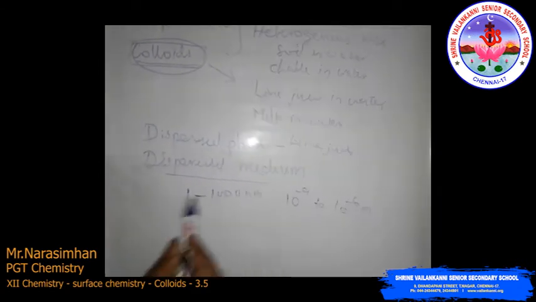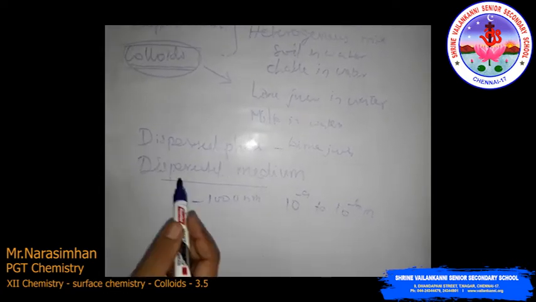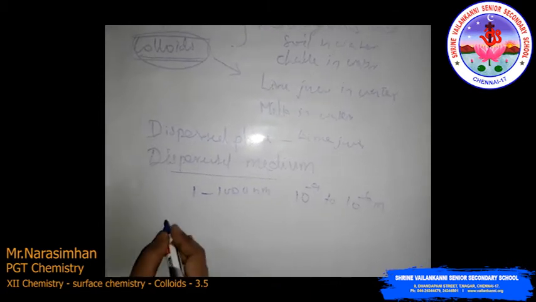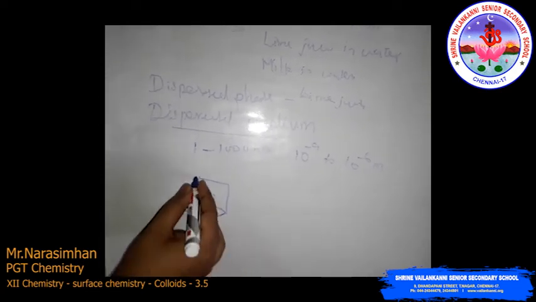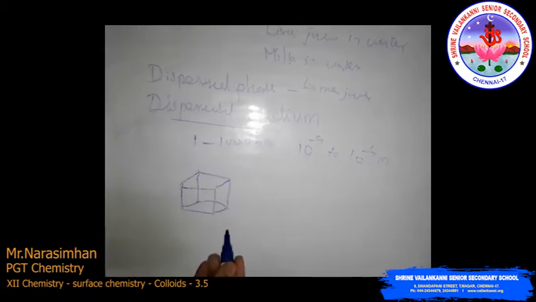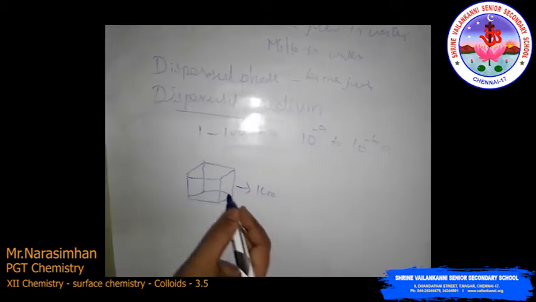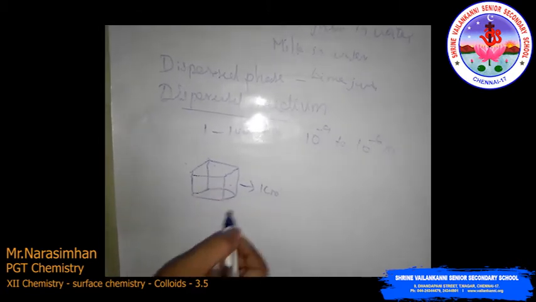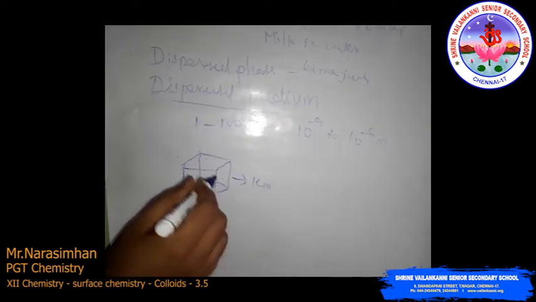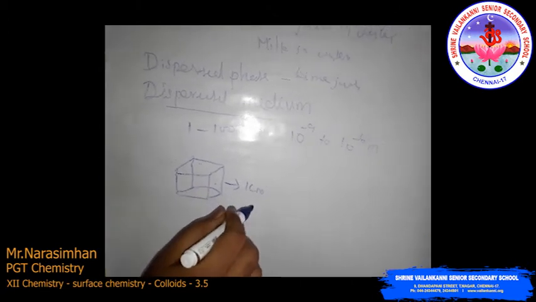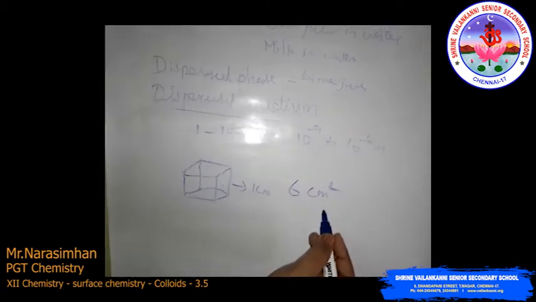Now, see, colloidal particles have enormous surface area per unit mass. Consider a cube. One cube with sides of 1 centimeter. Totally 6 faces are there, that is 6 surfaces, each side having 1 centimeter. So the total surface area is 6 centimeter square, right? 6 centimeter square.